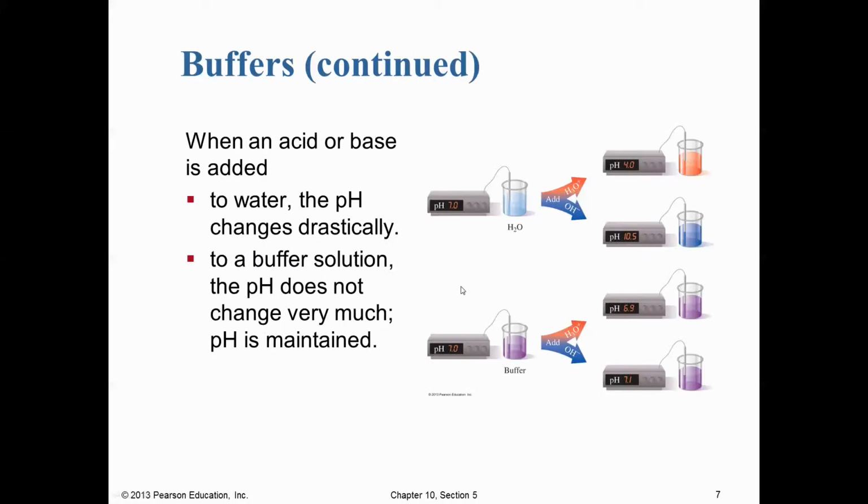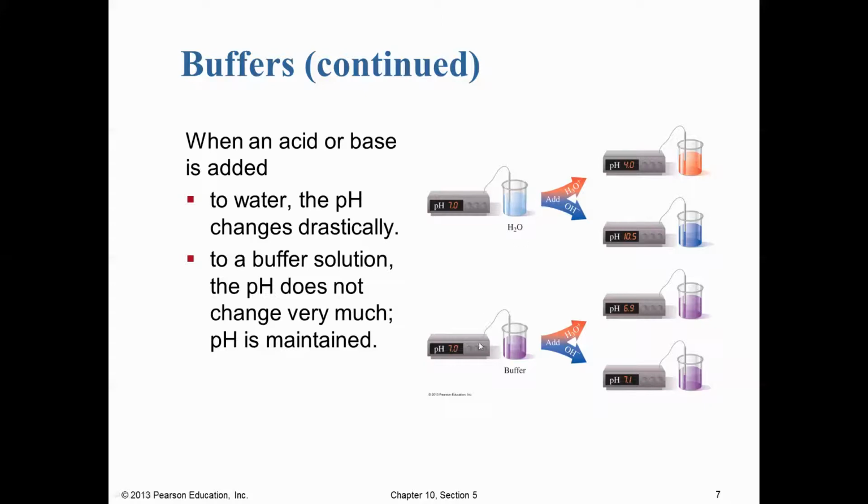So here we have an example. Let's say we take distilled water and we add even just a tiny amount of acid. We're going to see a pretty massive pH shift down to 4.0 here, with even just a small amount of acid added. Similarly, if we add even a small amount of strong base, we're going to go up to maybe, let's say, 10.5 hypothetically.